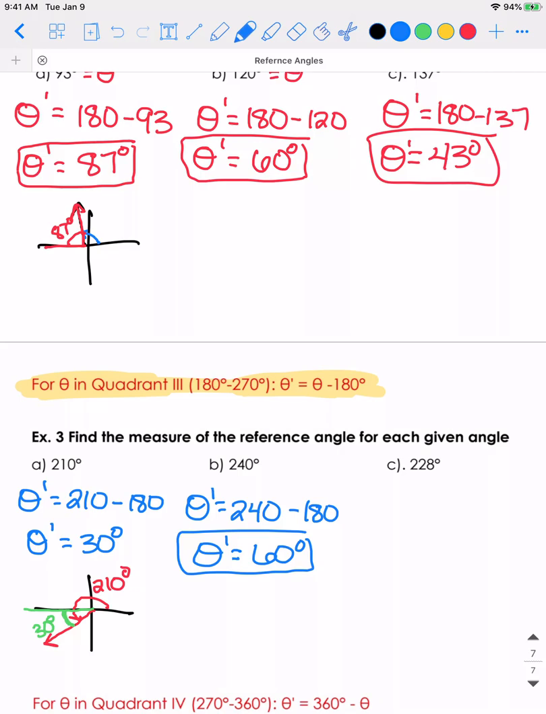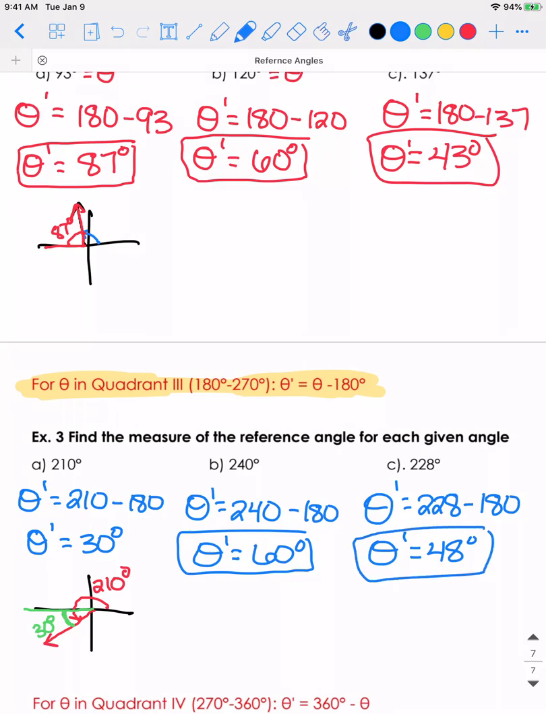Okay, so what you should have done, you should have got theta prime equals 228 minus 180. And when you do that, theta prime should equal 48 degrees.